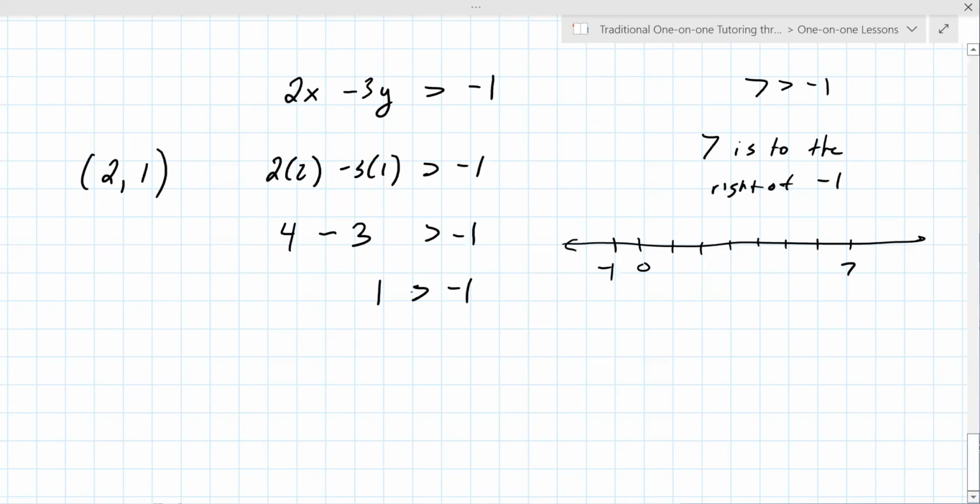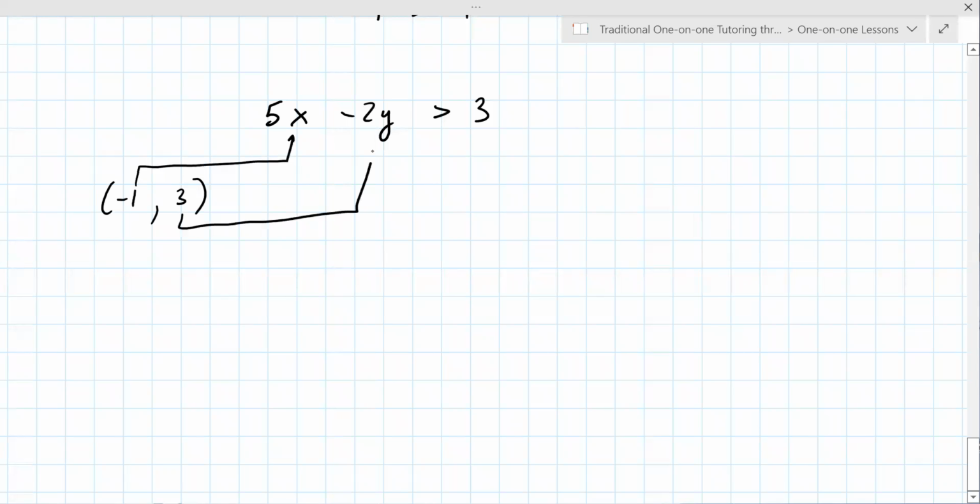Okay, let's try another one here. 5x minus 2y greater than 3. Let's try -1 comma 3. Okay. So again, I'm asking you to put -1 in for x, 3 in for y, and decide if this is true or false.